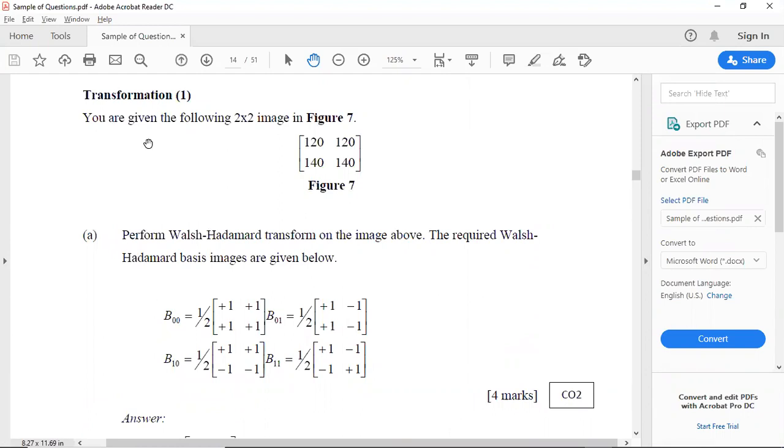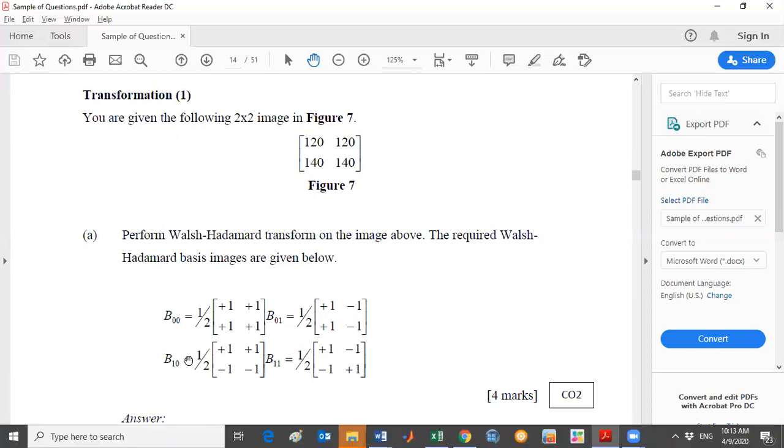Okay. So in transformation, you'll be given an image like this, and at the same time, you'll be given the basis image for you to perform the transform. So look at these basis images here. Do you see that all these basis images are associated with different frequency? This one, first one, 0 frequency, no change at all, both vertical and horizontal. And this image, we have one change from positive to negative horizontally. And this one, we have one change from positive to negative vertically. And this one will have the highest frequency where you have change in both vertical and horizontal.